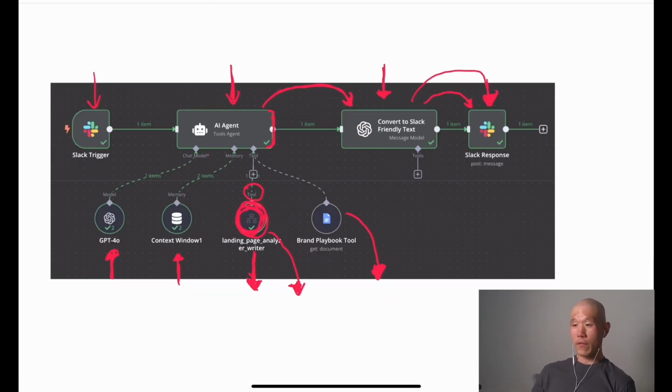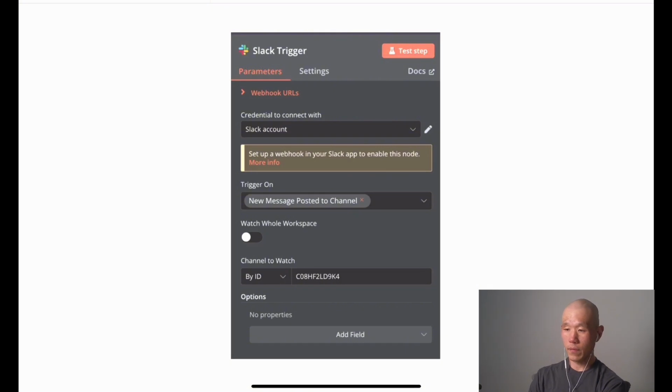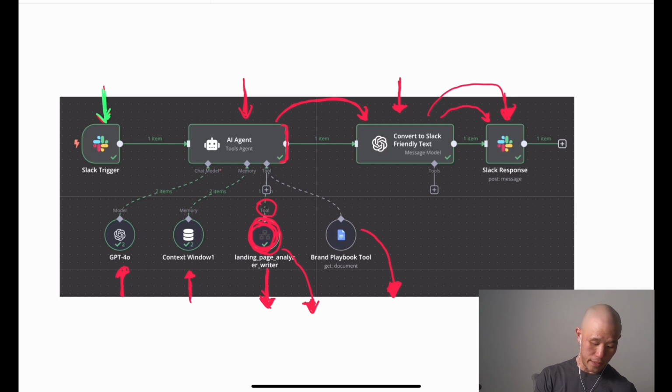So now that we've covered the macro, we can talk about the micro, which is the setup of each of these nodes. So we can start with the first one, which is the Slack trigger. So the Slack trigger is pretty simple. We have it trigger on a new message posted to the channel at this time. And then we have the channel to watch by ID, and we've just hard coded that to the channel ID. So that covers the input node.